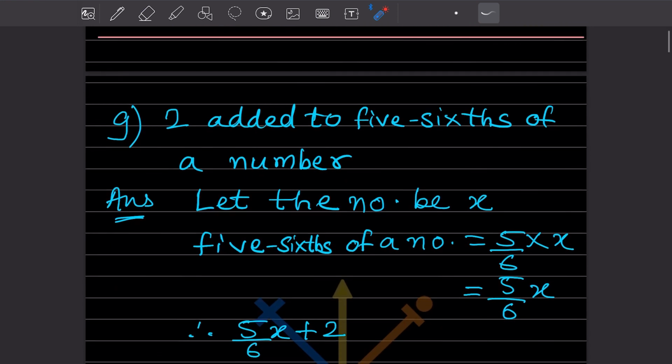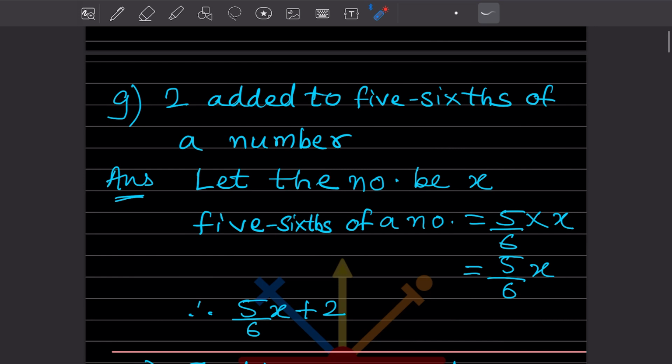Okay, now let us go to the next one. They said 2 added to 5/6 of a number. Again, first let the number be x. Then 5/6 of means multiplication. Our number we have considered as x, so we put x here. That is nothing but 5/6x.